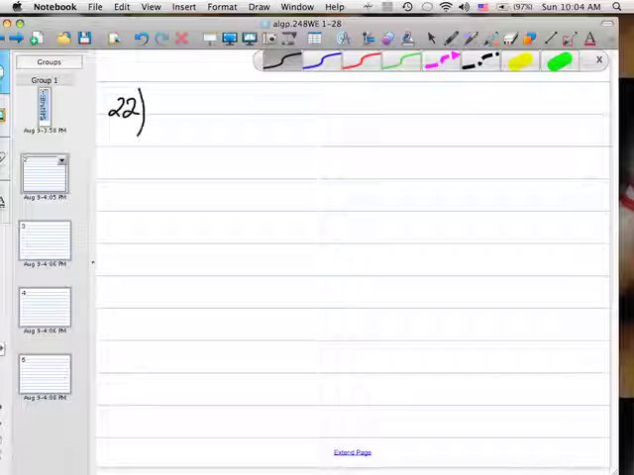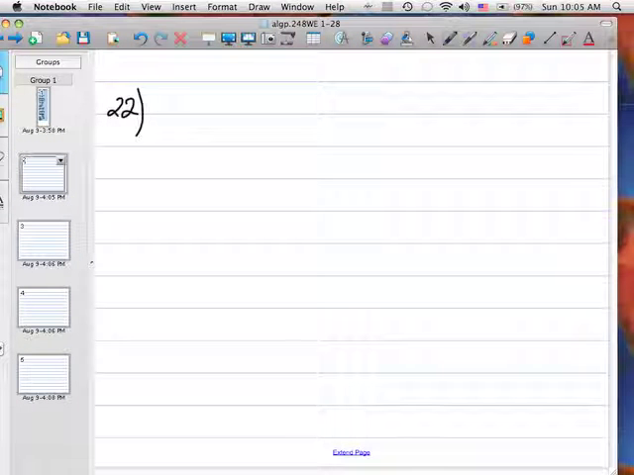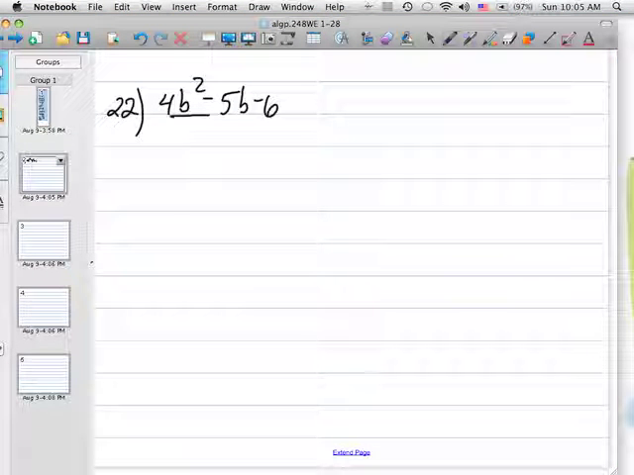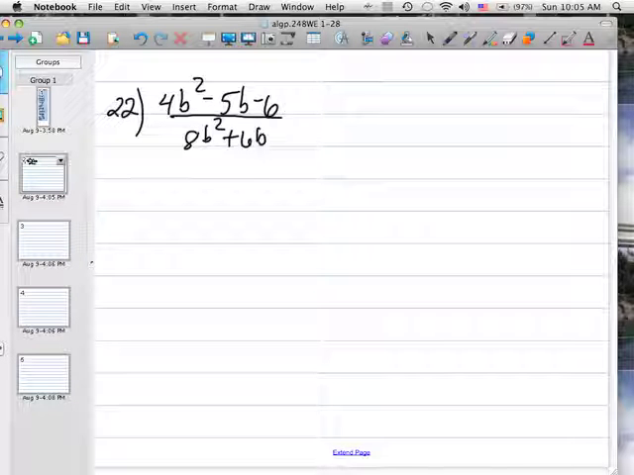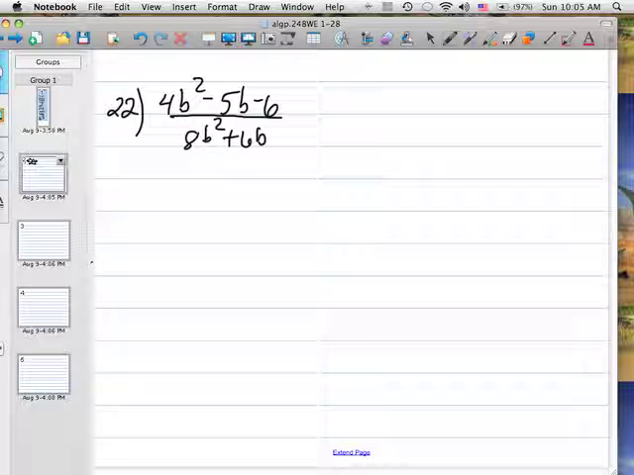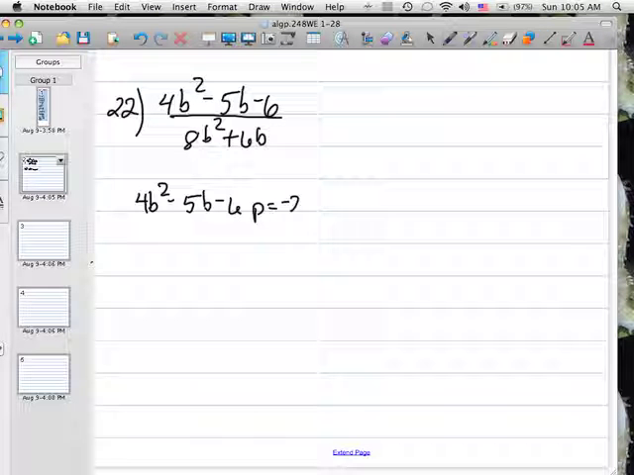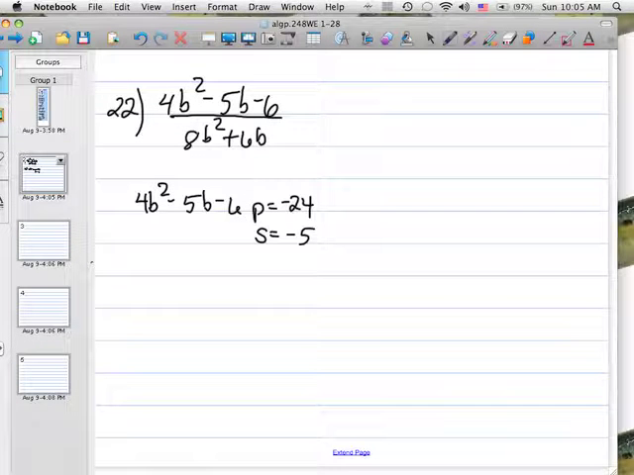Problem number 22. You have 4b squared minus 5b minus 6 over 8b squared plus 6b. The top again, we're going to have to split the middle, so I'm going to come down here and do that. Let me show your work for that here also. Product is negative 24. Sum is negative 5.